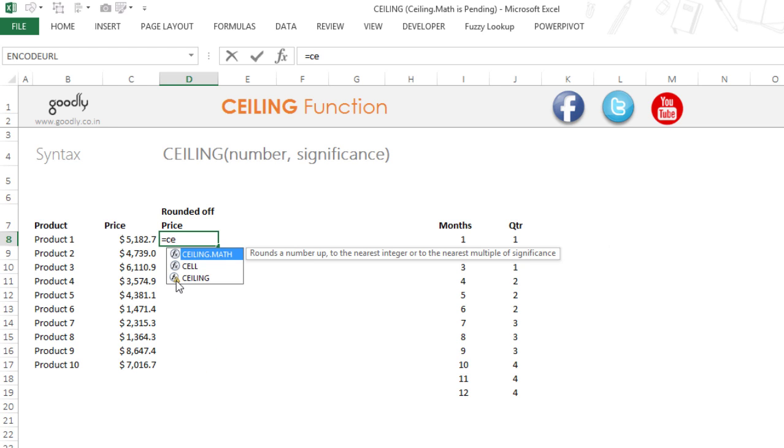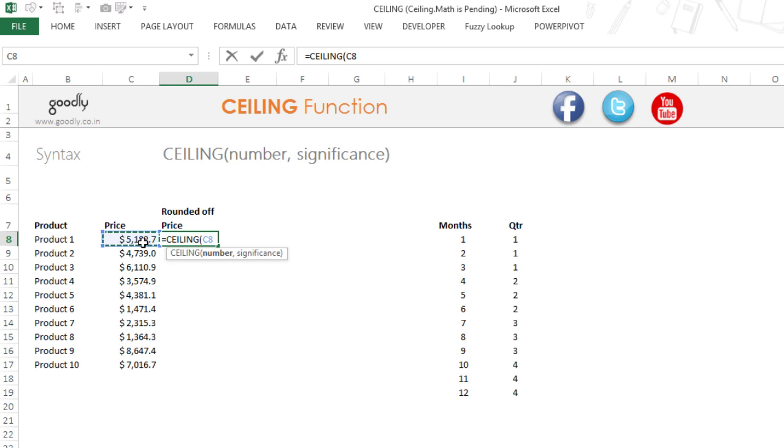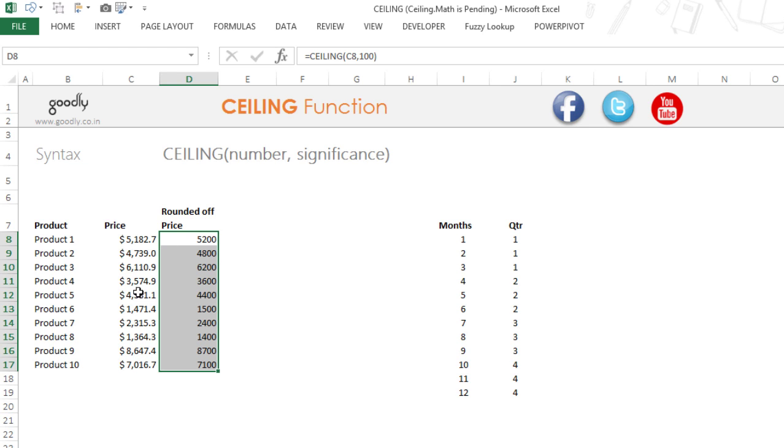So when I say equals ceiling, it is going to ask me for two things. The first one is the number. So this is my number and I want to round it off by 100. Significance means the rounding off factor. So if you write 100, this is going to take this number and round it off to the next multiple of 100. I close the bracket. The next multiple of 100 is 5,200 and you are going to get 5,200. I drag this formula down to the rest of the cells and you would find that all these numbers are rounded off to the next multiple of 100.